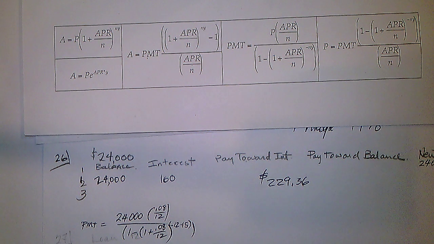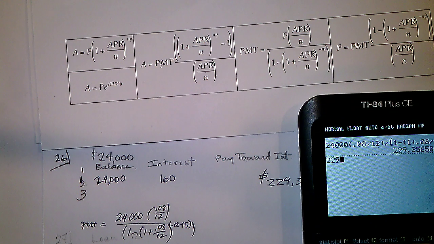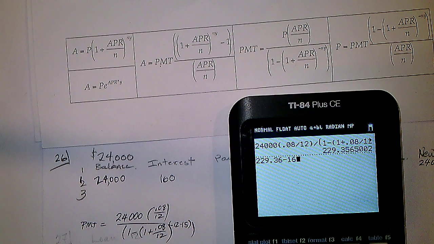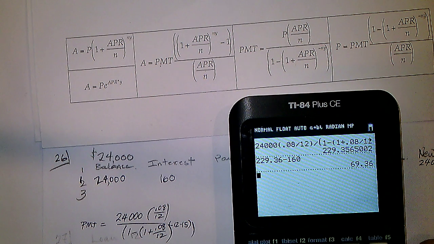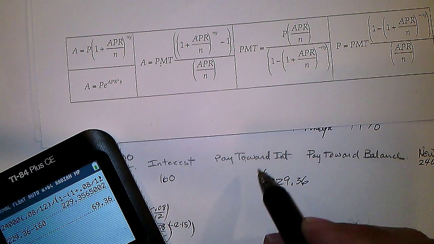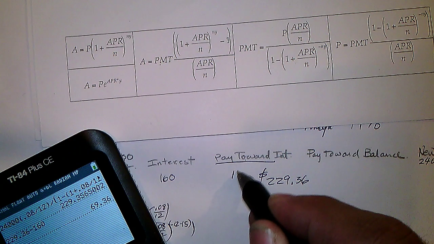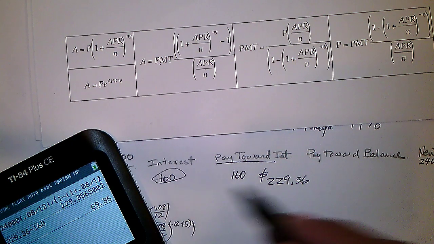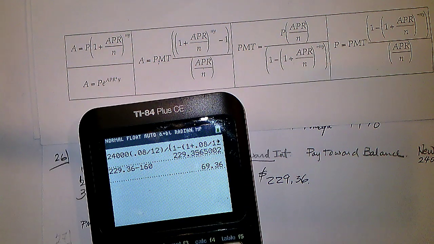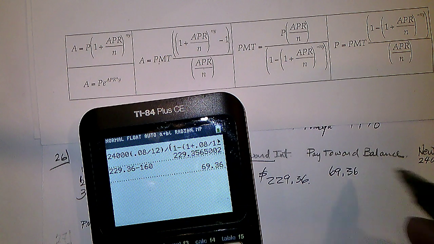So I'm paying 160, so I'm going to take 229.36 minus 160, and that means the payment towards interest will be 160. We pay the amount of the interest. The rest of this, subtracting that, I get payment towards the balance $69.36.